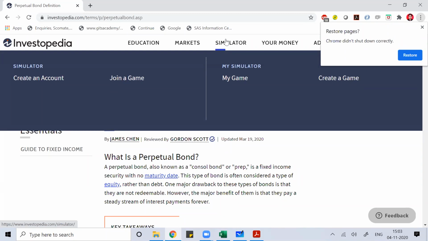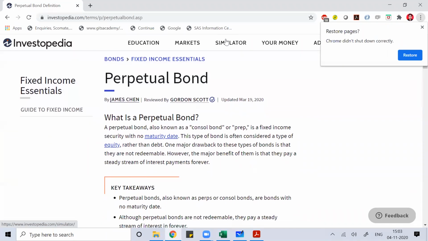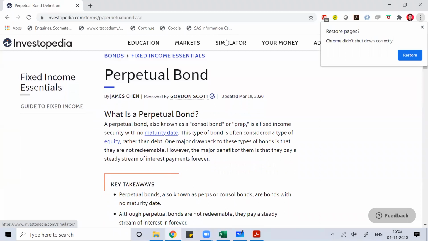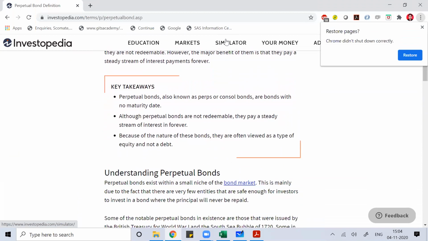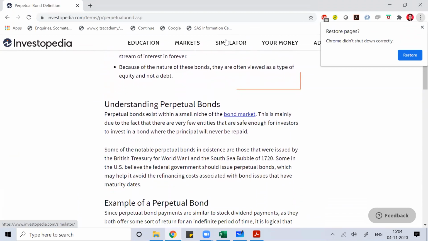However, the major benefit of them is that they pay a steady stream of interest payments forever. I hope you can understand. Here the coupon or the interest is compulsory for the company, and they will pay you after every regular interval of time, and there is no maturity for them. This is what a perpetual bond is all about.